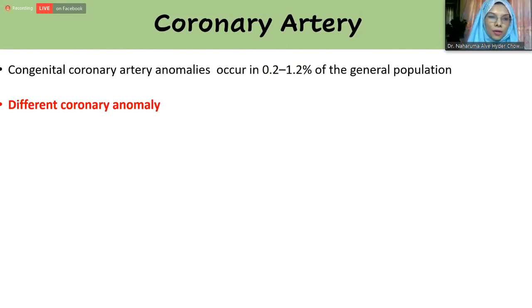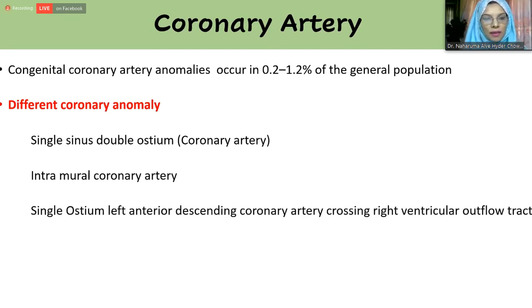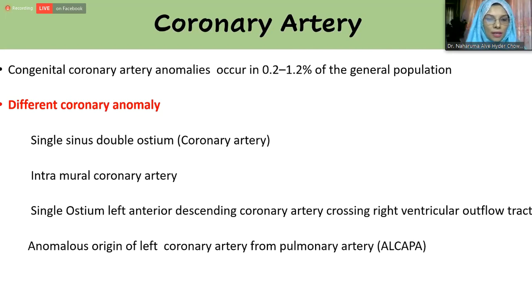And the different coronary anomalies that I'm going to share in the next few slides are single sinus, double ostium coronary artery, intramural coronary artery, single ostium left anterior descending coronary artery crossing the right ventricular outflow tract, and anomalous origin of the left coronary artery from the pulmonary artery, that is labeled as ALCAPA.